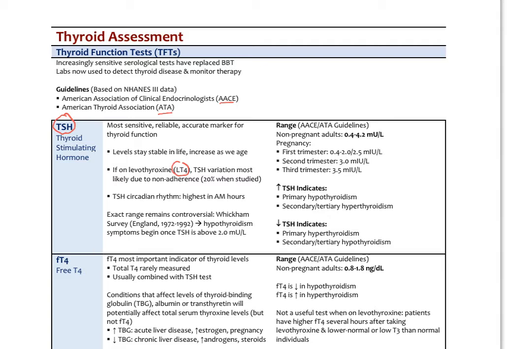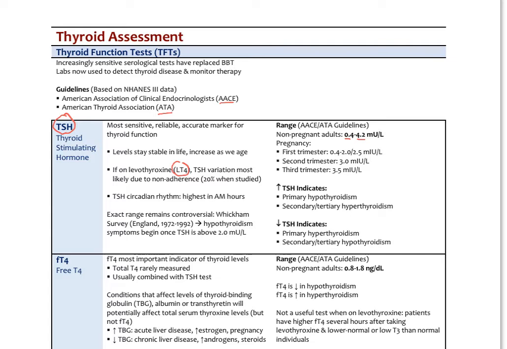So the current AACE and ATA guidelines for non-pregnant adults give an ideal TSH range of 0.4 to 4.2 milliunits per liter. So that's the typical recommendation there. Now, if you look at a lot of labs, they slightly deviate from this, and that's based on their own pools of data, but these are the current basic guideline ranges. Just for simplicity's sake, I usually look at around 0.4 or 0.5 to 4. So 0.5 to 4 kind of gives us our basic range for normal TSH.